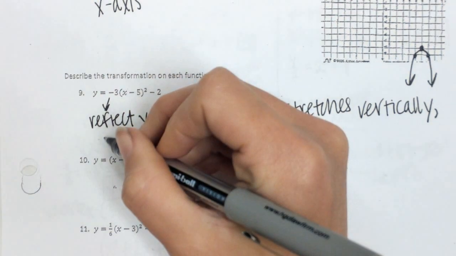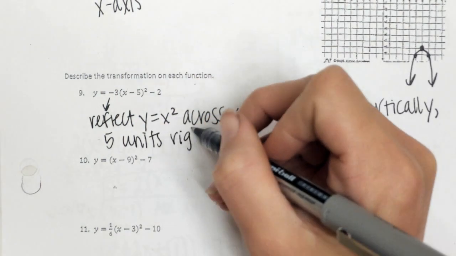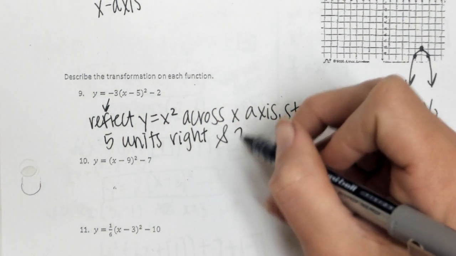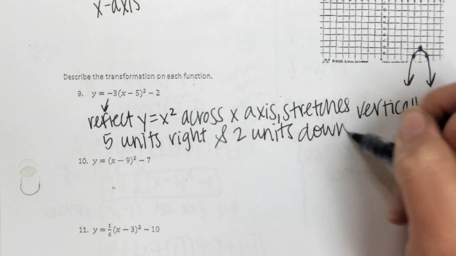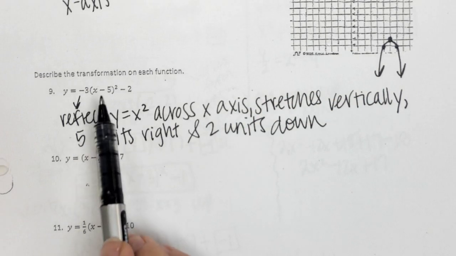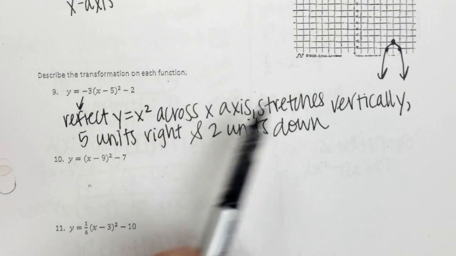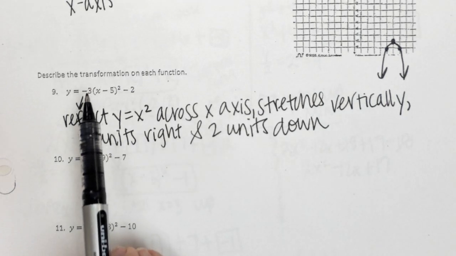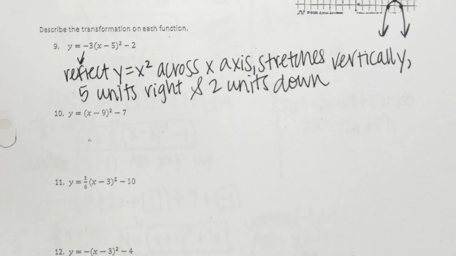The 5 moves it 5 units to the right. Remember, x is a joker. And 2 units down because of this down here. So basically the negative reflects. If it's inside with the x, it's moving it left or right. If it's outside, it moves up or down. This changes the slope, so it either stretches or shrinks. And I hope that y'all remember that from chapter 2. I know it's been a while.